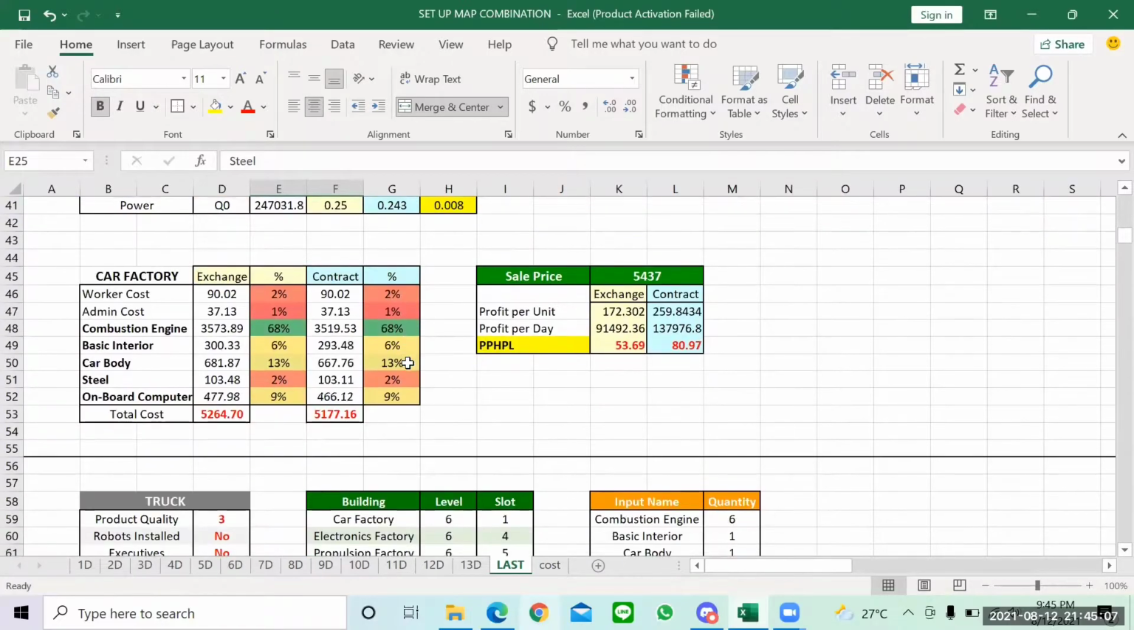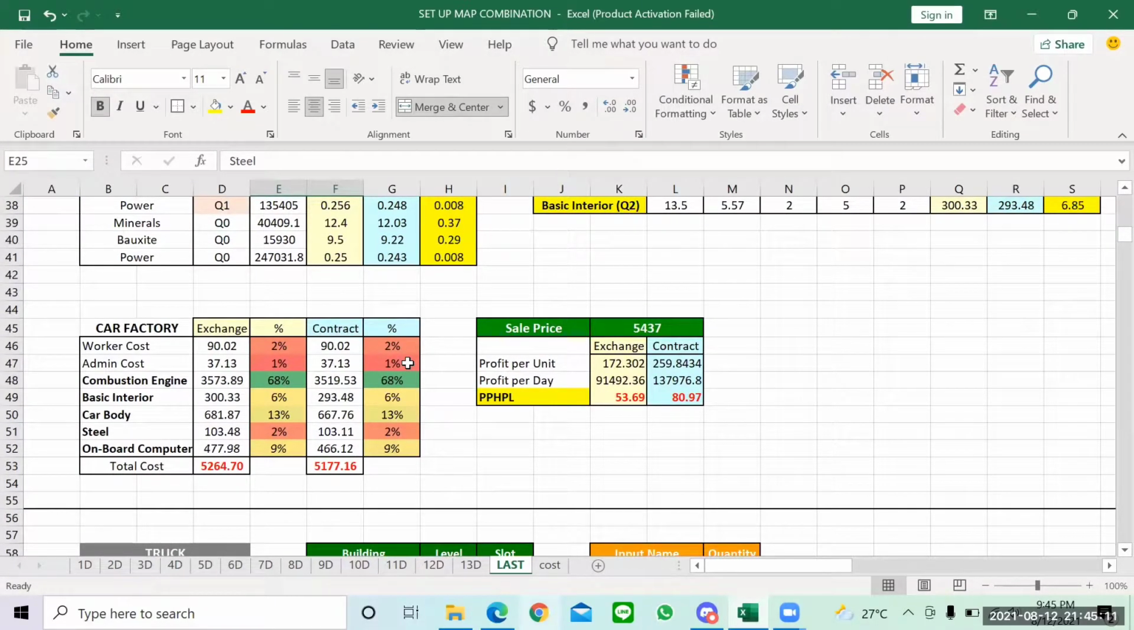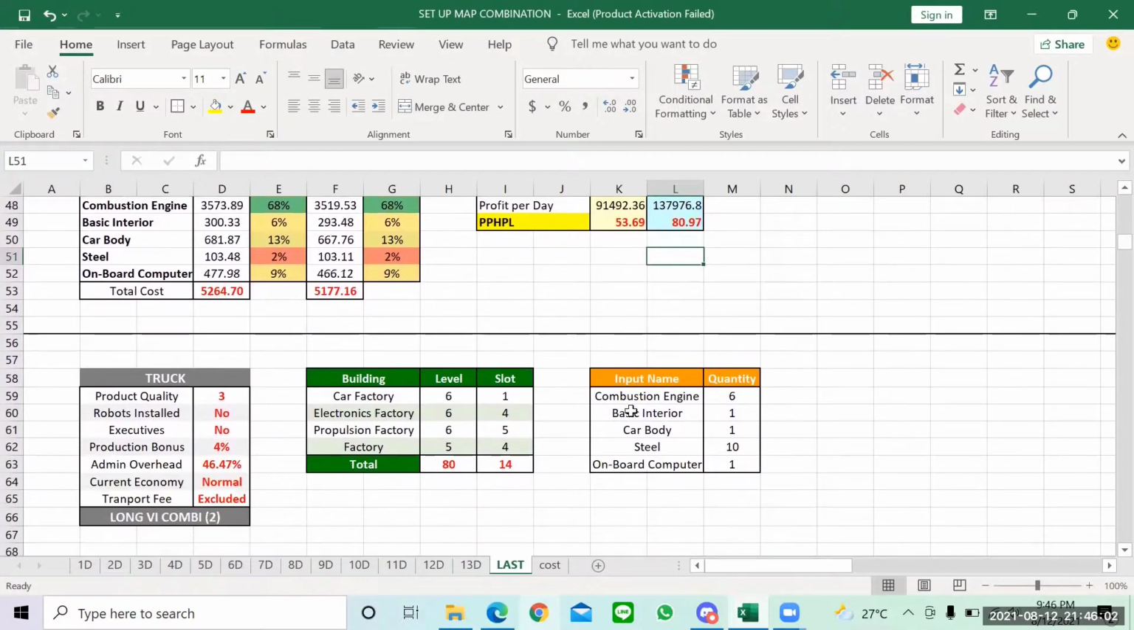Okay, now we will see the total cost for truck. By exchange it is 5264. But if you are using contract it is 5177. Well, for your info, I set the selling price by using the Sky Coast buying price for truck quality 3. But if you want to sell higher, then this price is up to you. It's your choice. So the profit per hour level is around 50 to 80 for the first long vertical.